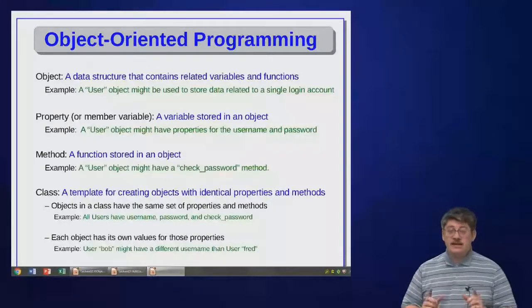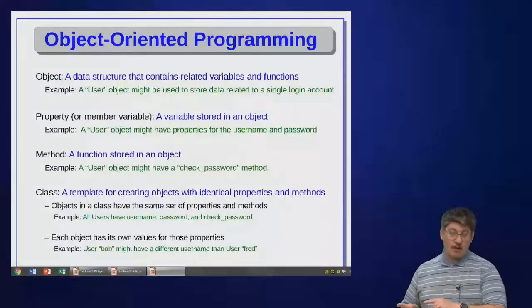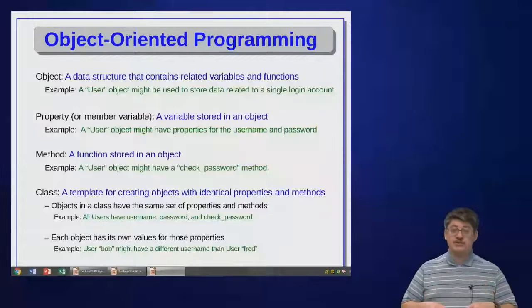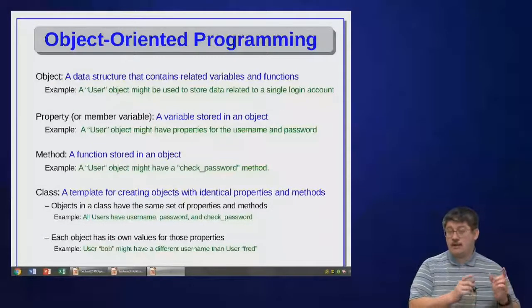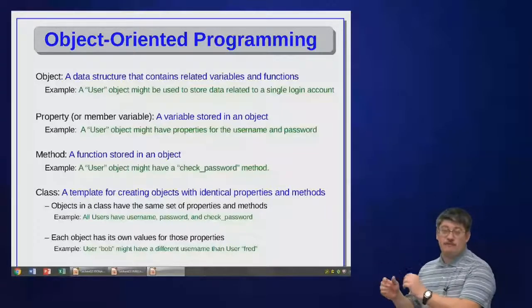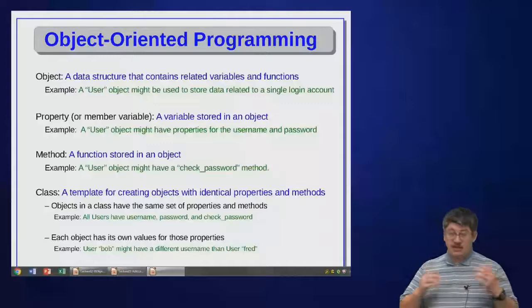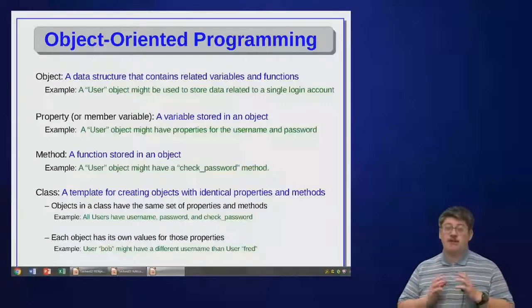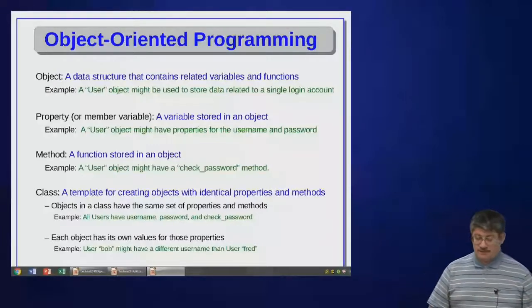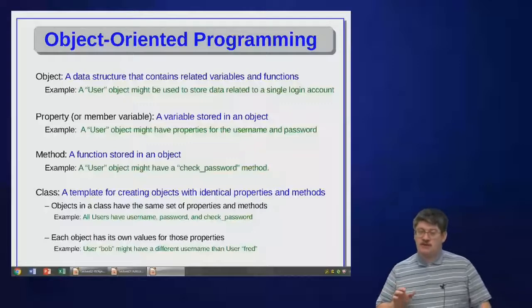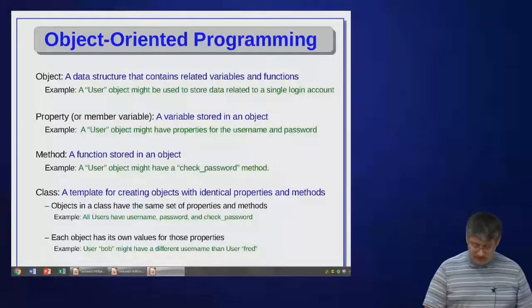But each object in the class has different values for those properties. So all users have a username, but one object may have the username Bob, and another object may have the username Fred, and another object may have the username Sally. So they have different values for the properties, but they all have the same properties. We're going to see that in JavaScript, that's not strictly enforced.